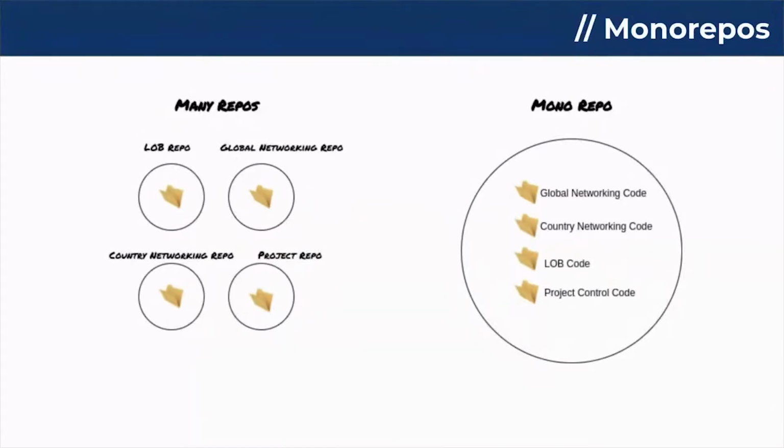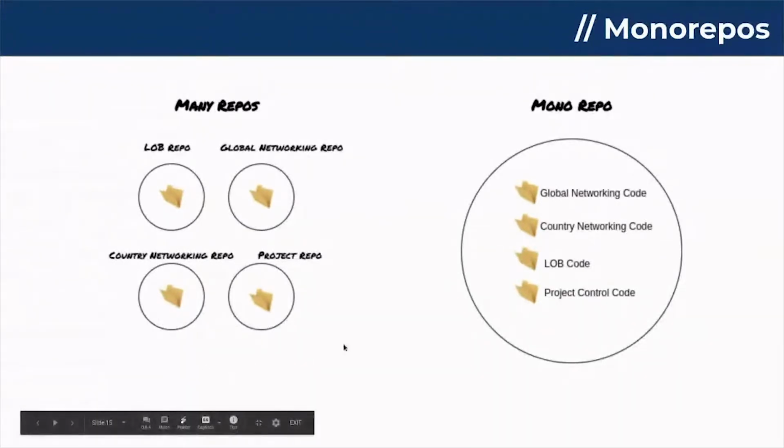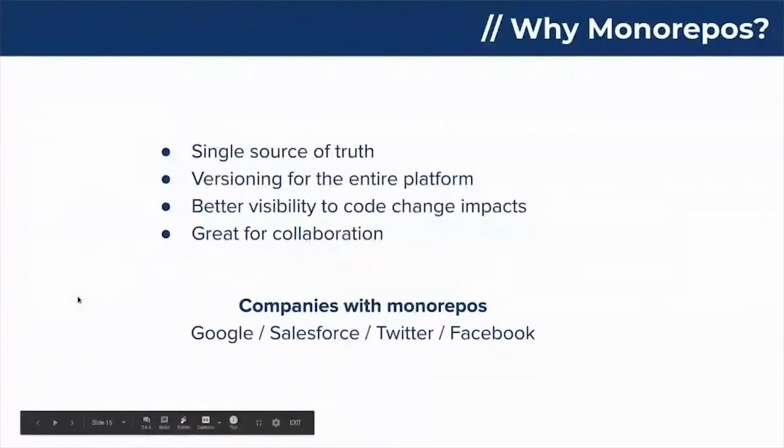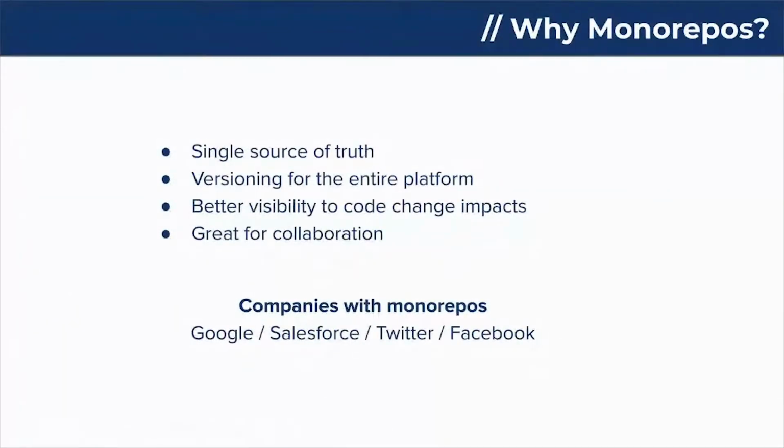With a monorepo, if you have a good structure, it's very quick and easy for teams to collaborate and take a look at what's going on across the project. So why would you want to do that? Well, it becomes a single source of truth. It gives you versioning for the entire platform, and I'll get into what that means exactly when we do the demo. It gives better visibility as things are changing. You can see impact across the organization or that project easier, and it does allow for much better collaboration.